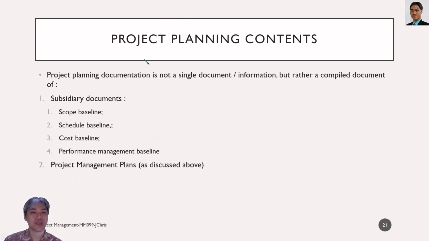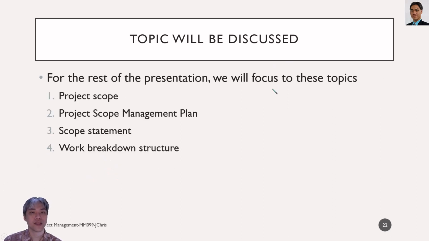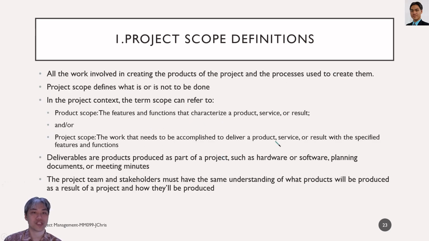Now, the project planning contents use a compiled document. First is the subsidiary documents. It is the scope baseline, schedule baseline, cost baseline, performance management baseline, and the PMP as discussed above. For the rest of the presentation, we will focus on these topics: the project scope, the project scope management plan, the scope statement, and the work breakdown structure.